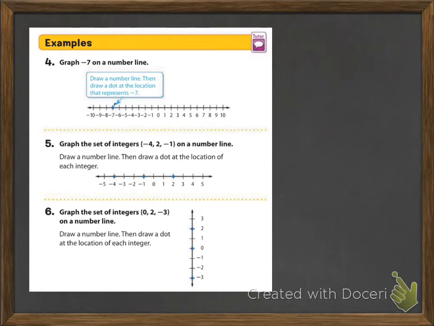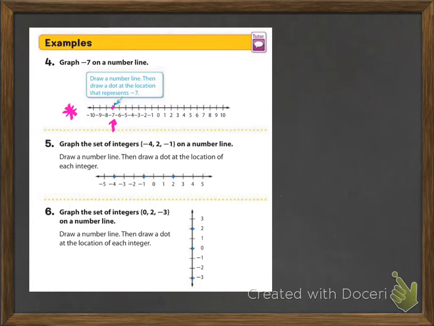So let's figure out what they're wanting us to do with this part. Now, number 4 says graph -7 on a number line. What you would do is draw a number line, which I believe will be provided for you in your book. You're going to locate -7 on your number line, and you put a dot on it. And that's it. Remember, those dots have to touch the number line, but that's really all that you're doing with that one.